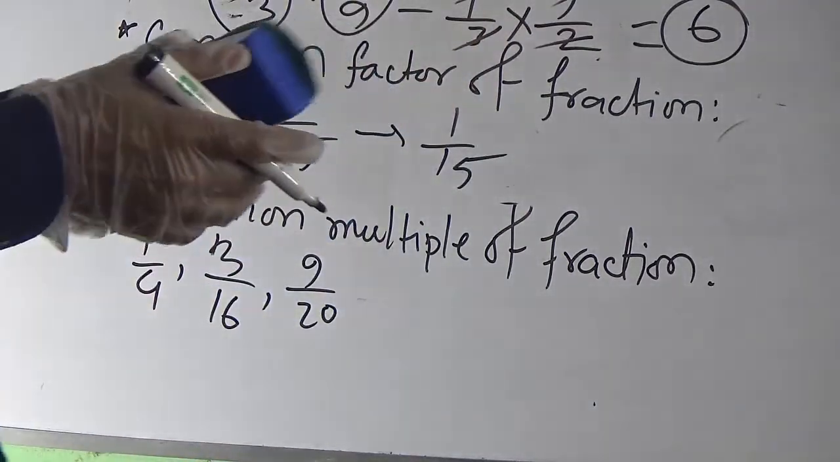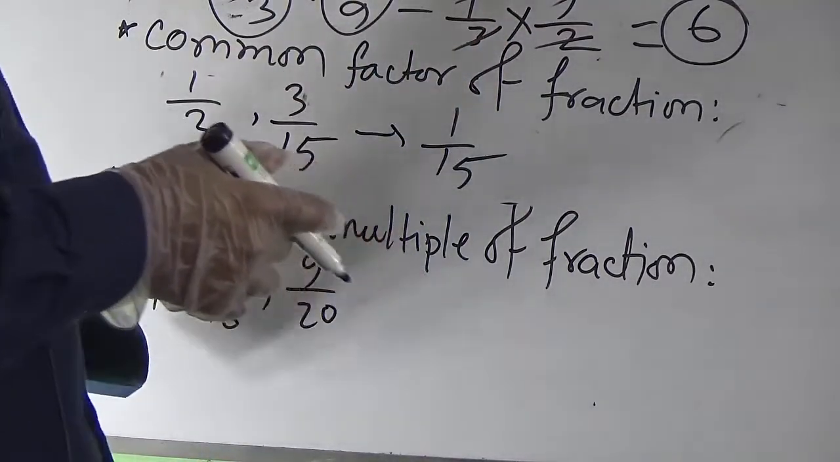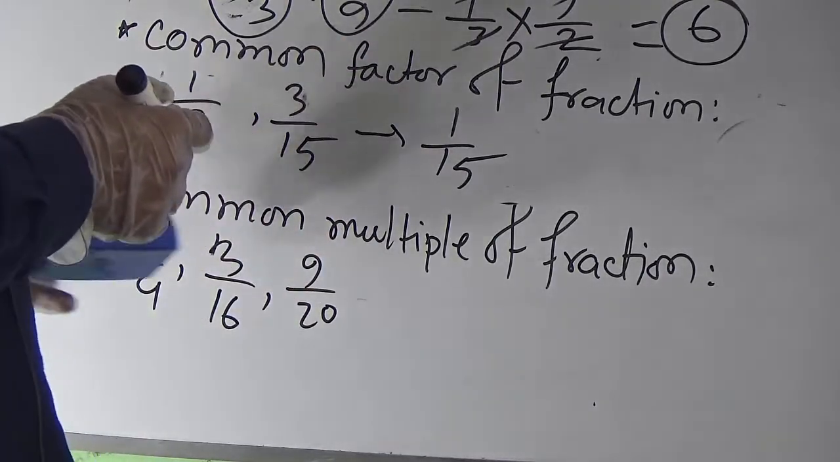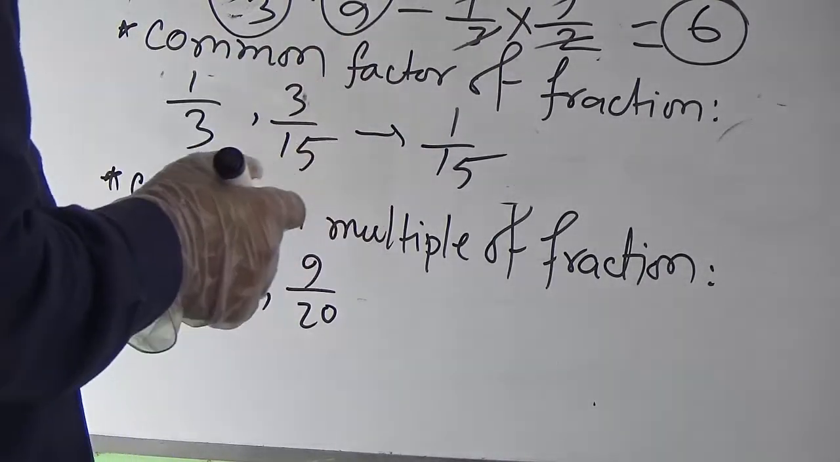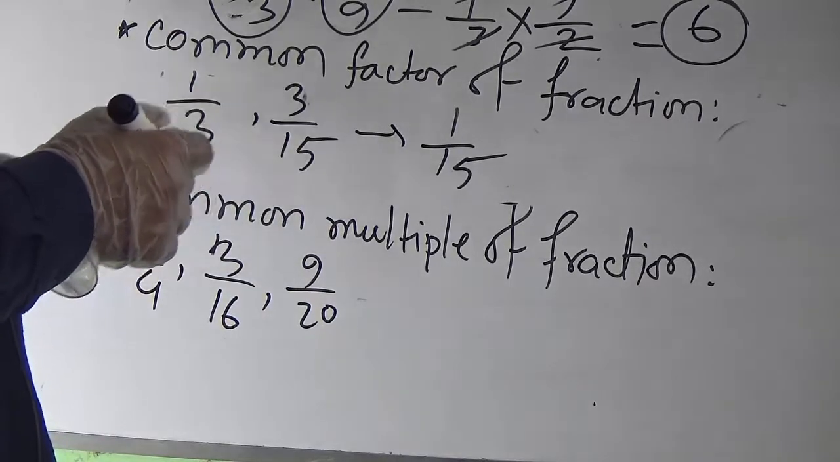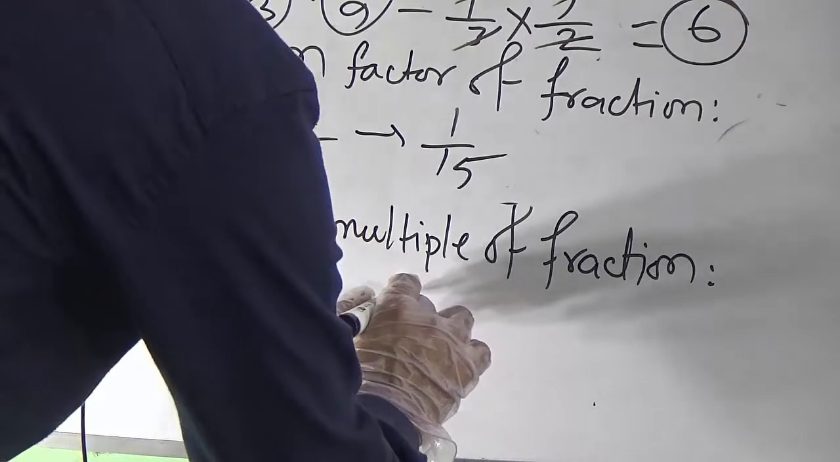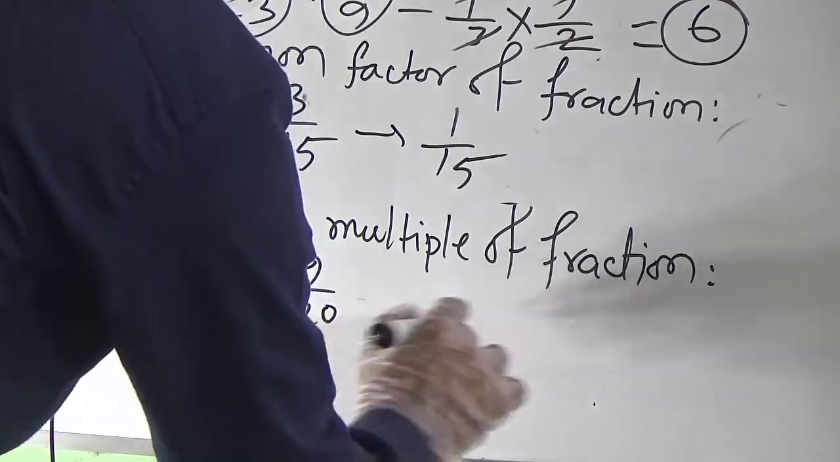Now, I will show the common multiple of fractions. Here are some fractions given. Let us find the common multiple. To find the common multiple, we have to take the common multiple of the numerators.